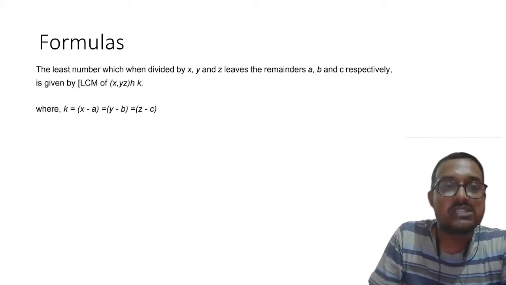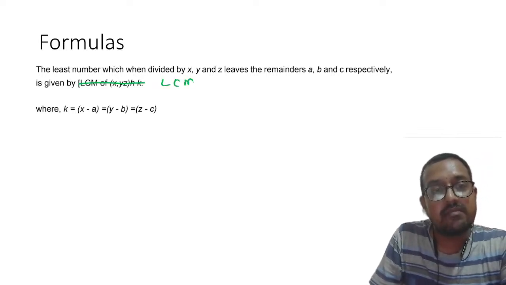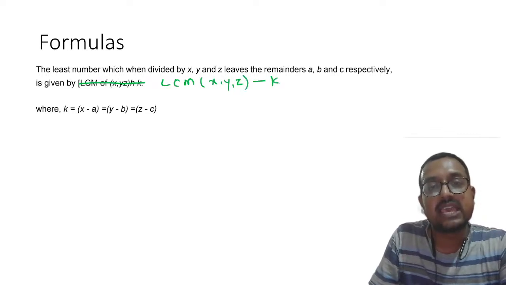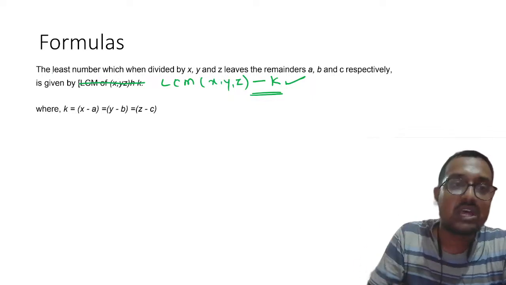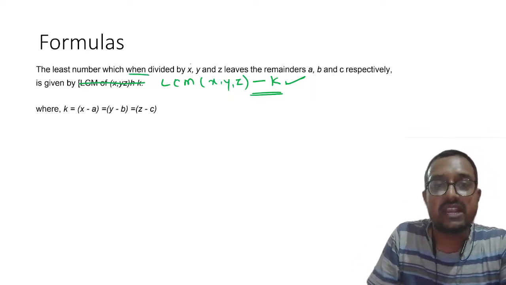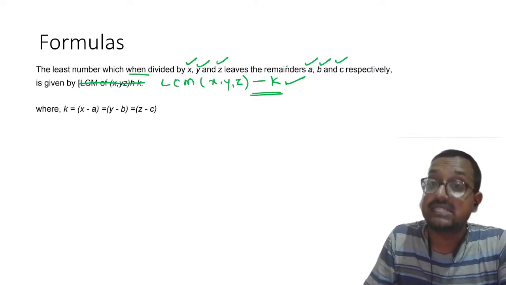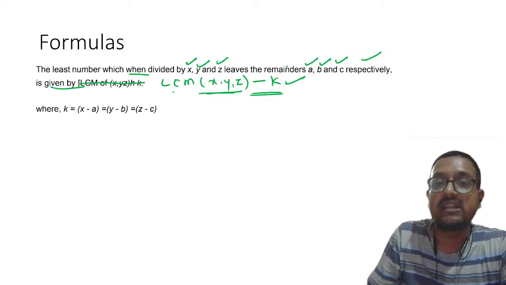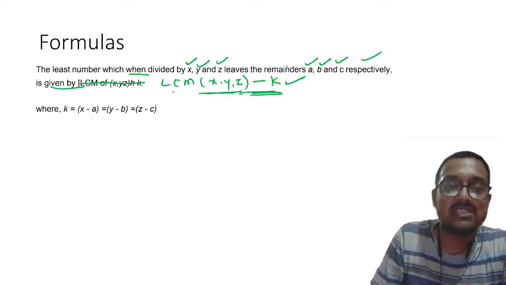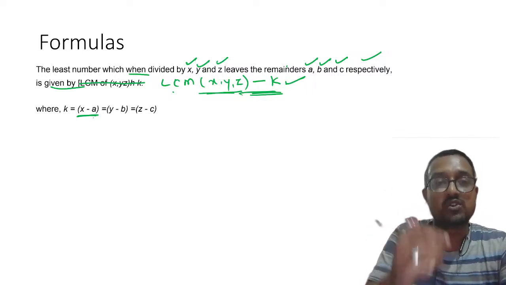Okay, here my dear students, please remember there is a slight correction. LCM of x, y, z minus k. Please remember, right? So what is the question? What is the formula? The least number which when divided by x, y and z leaves remainders a, b and c respectively is given by LCM of x, y, z minus k, where k is equal to x minus a, which is equal to y minus b, which is equal to z minus c.